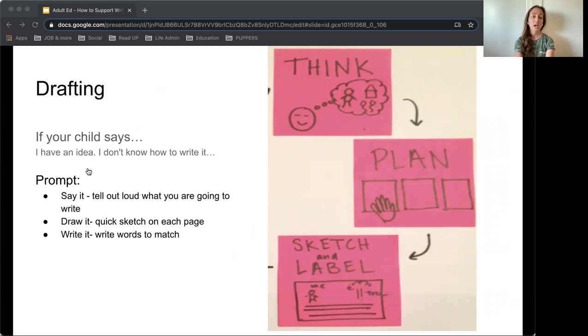Drafting. What if your child says, I have an idea, but I don't know how to write it? Well, you can prompt them by saying, tell it out loud, say what you are going to write. Then draw it quickly across each page. After that, go back and write the words to match.